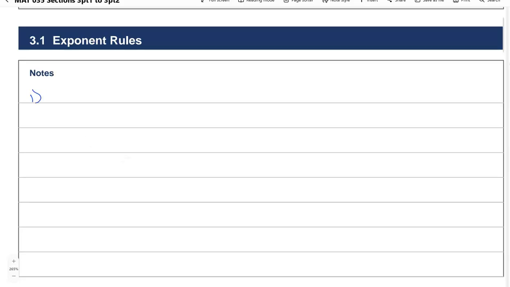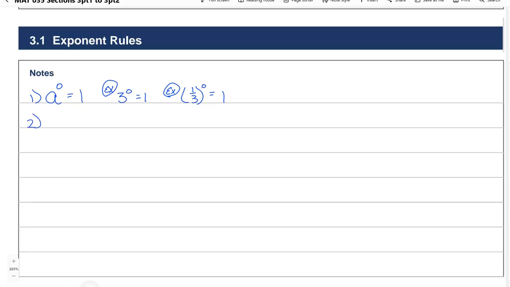If I have some number, I'll just call it a, raised to the 0, that's going to reduce to the number 1. So for instance, if I have 3 to the 0, that's going to be equal to 1. Or if I have 1/3 raised to the 0, that's going to be equal to 1. Anything raised to the 0 power except 0 is 1.